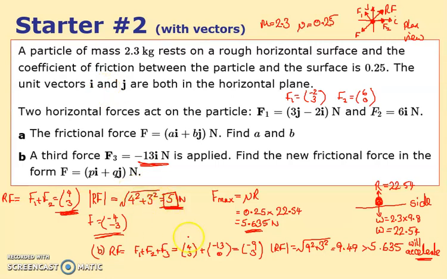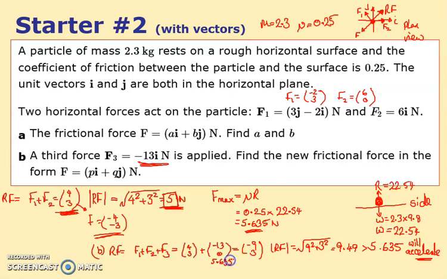So we have to broadly do the same as we did before. Last time, if you remember, what we did was once we realized that it didn't move, we kind of looked at this force and turned it round and said the friction force must be acting opposite it. And it's the same here. The new frictional force is going to be kind of doing the opposite of this, but only up to the limit of 5.635.